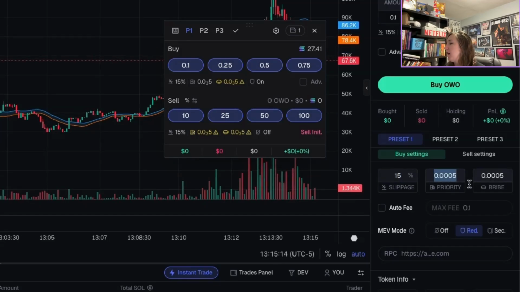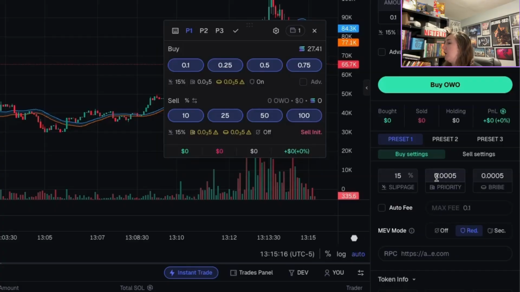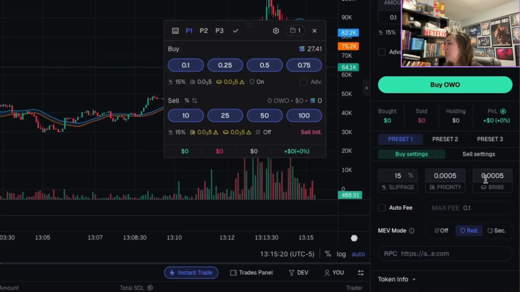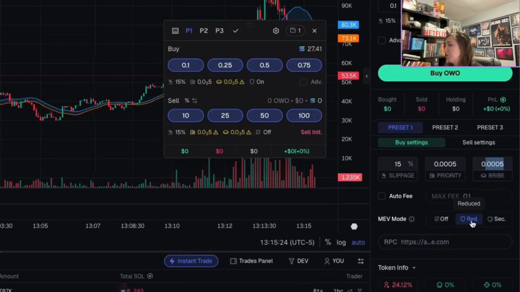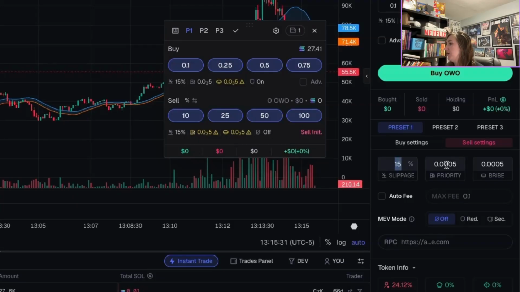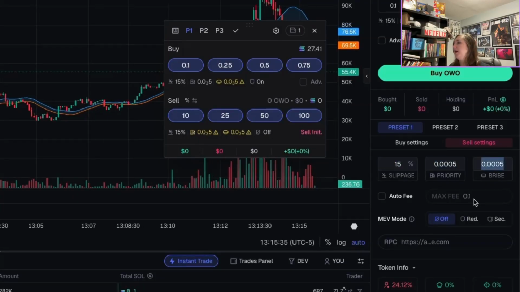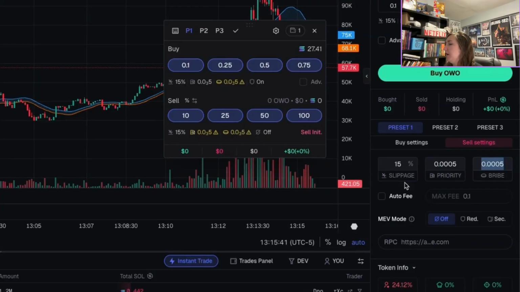And our priority bribe fee, I typically keep about the same with 0.005 here. I just use a reduced MEV mode here. And then sell settings, MEV mode off, 15% slippage. Same thing, 0.005, 0.005. On Axiom, you can get into trades pretty low on fees, so it's pretty easily done here.